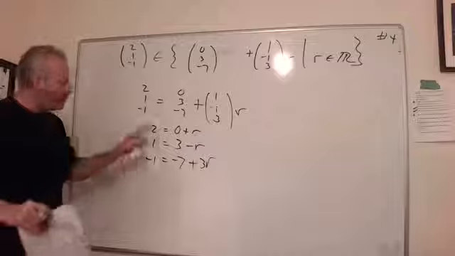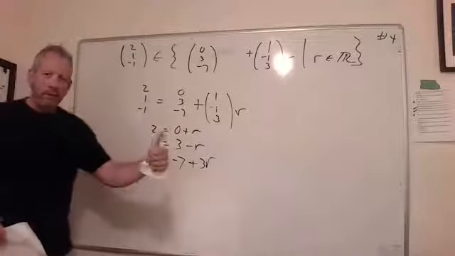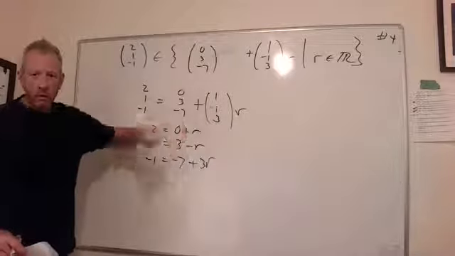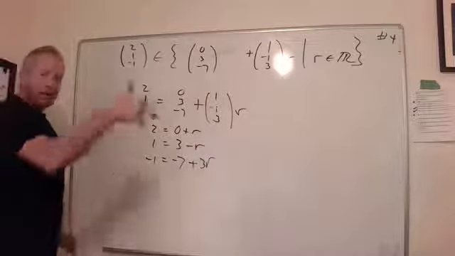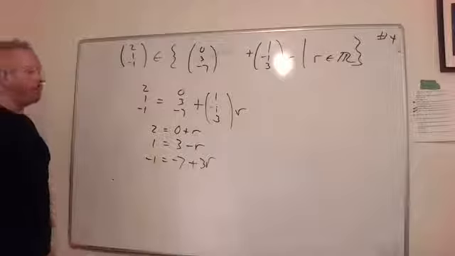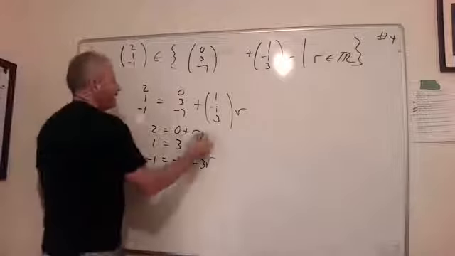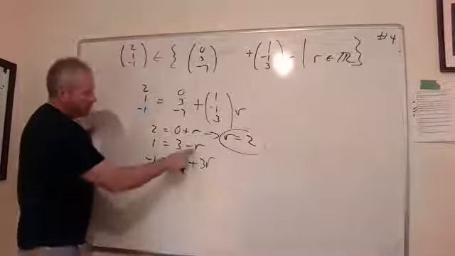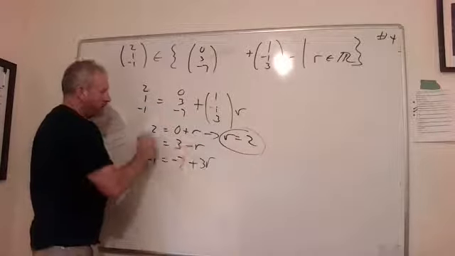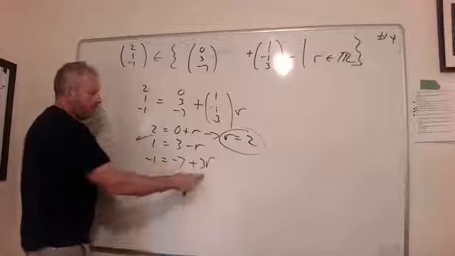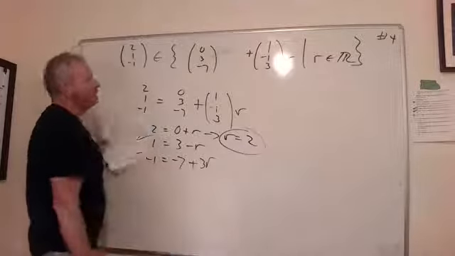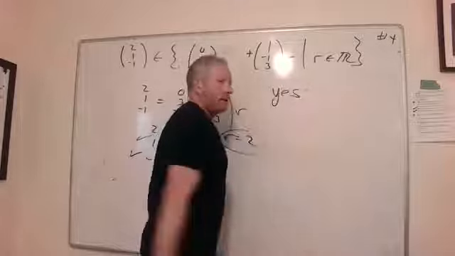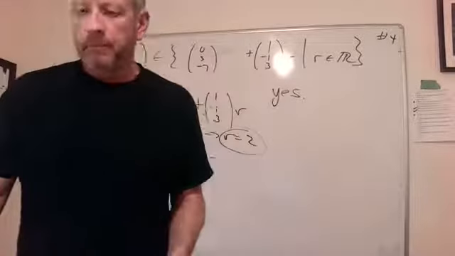So if we can find an r so all three of these are true, then the answer is yes. This is an element of that set. If we can't, then no, it's not an element of that set. I don't know why I'm doing thumbs up and thumbs down to mean yes and no, but nonetheless, look at this right here. This tells me that the only possibility is if r is equal to 2. Put a 2 in here, 3 minus 2, 1, check. Put a 2 in here, negative 7 plus 6, negative 1, check. So the answer is yes. And that's why it's yes.